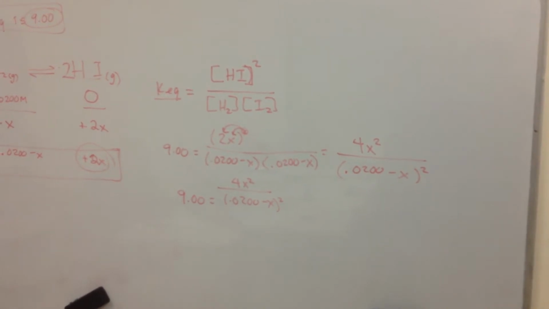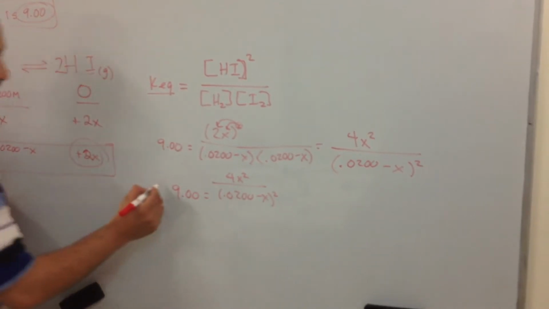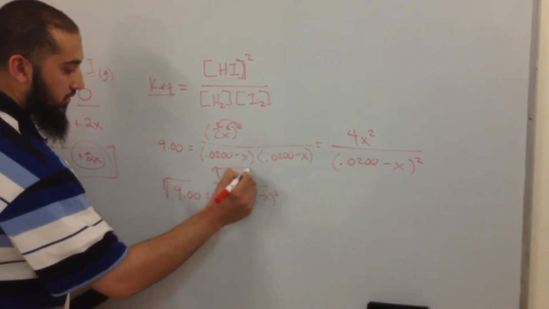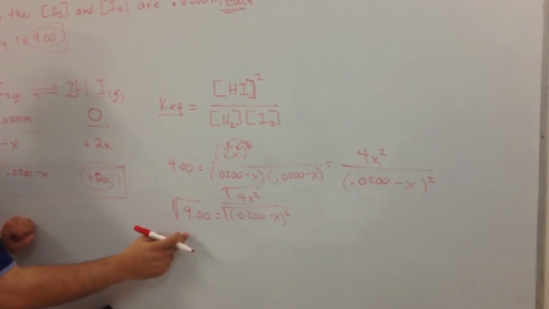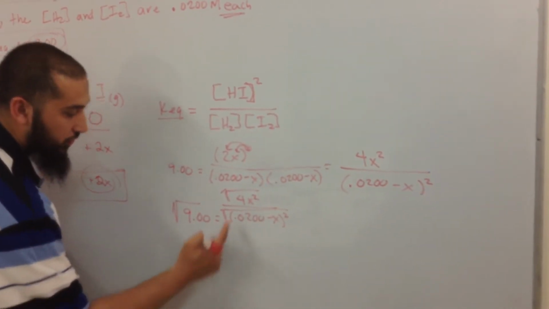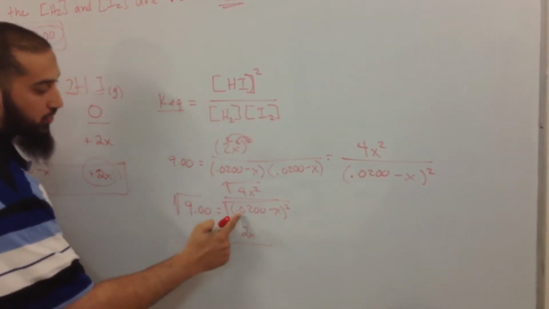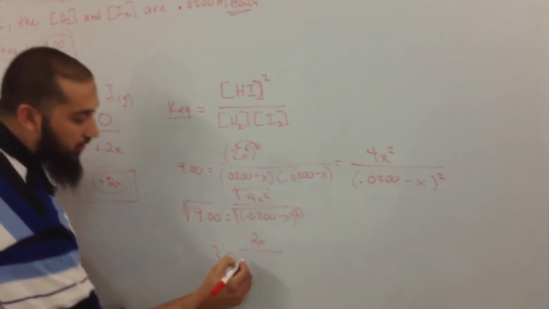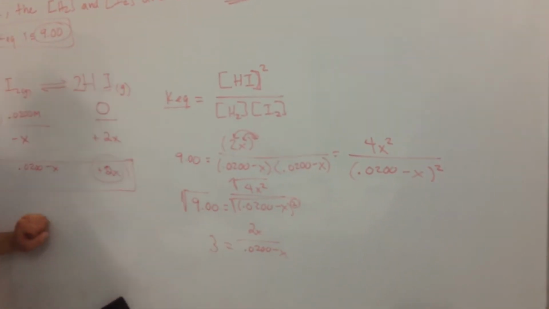Now we have a bunch of things squared. So what do you think is a good thing to do right now? Square root everything. If you square root this and square root that, what do we get? What's the square root of 9? 3. What's the square root of 4x squared? 2x. And what is the square root of 0.0200 minus x squared? This just goes away, right? So 0.0200 minus x.